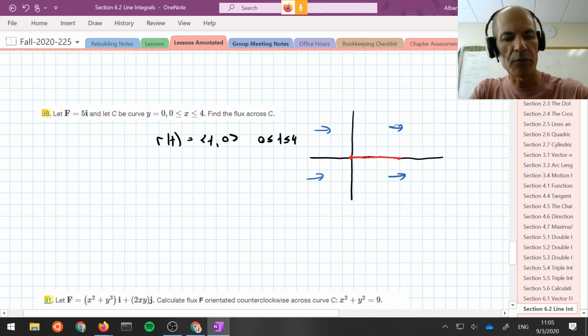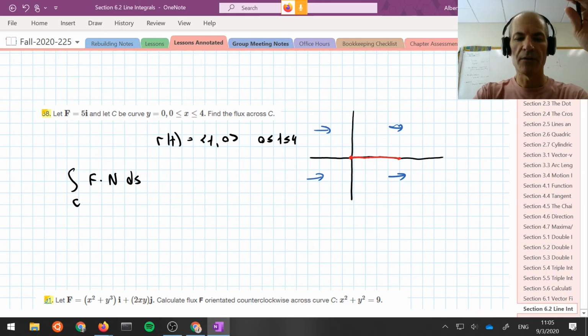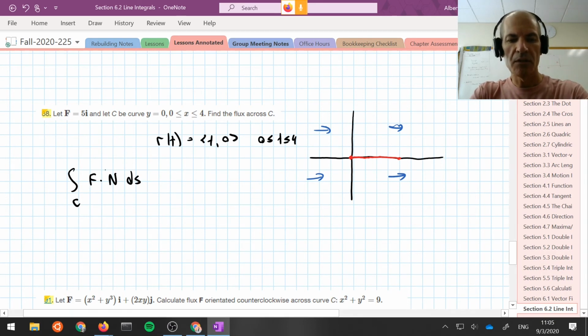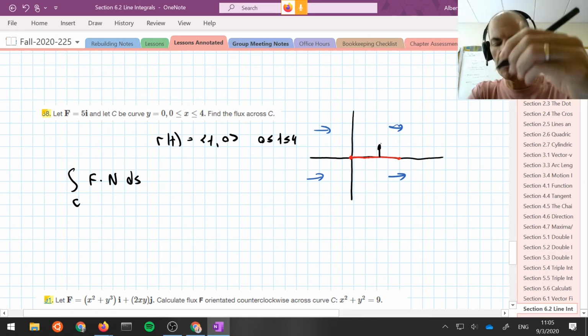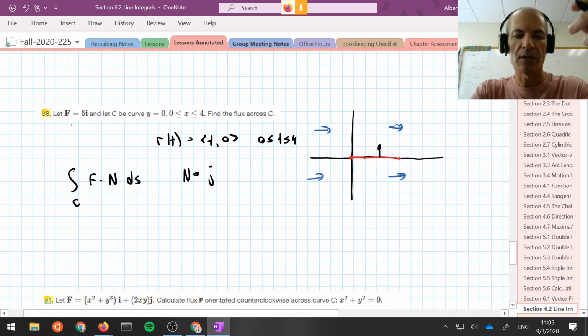All right, and remember what the flux integral looks like. It's the integral along the curve of F dot n ds. So we're going to figure out all of the various pieces. What's n going to be? What's the unit normal vector along this curve? It looks like it's just j. So we don't really have to do much calculation here. n is just j. And what's F along the curve? Well, it's a constant, so it's just 5 along the curve.